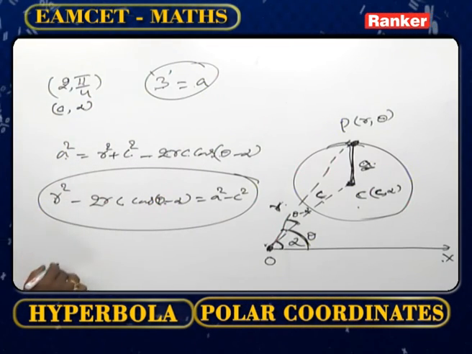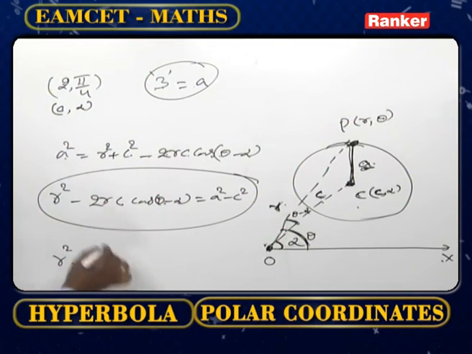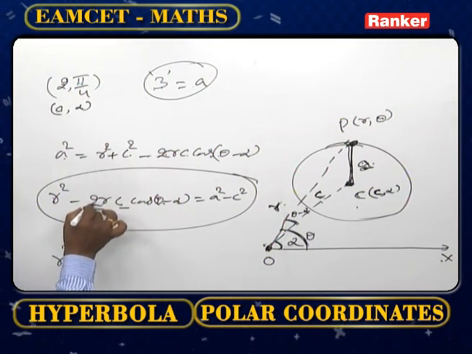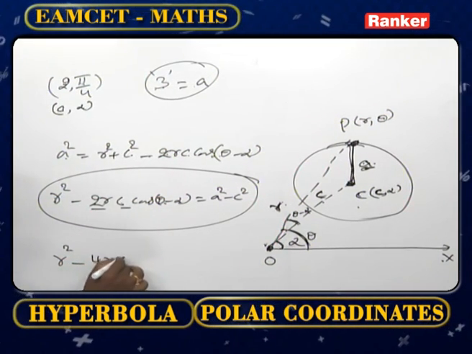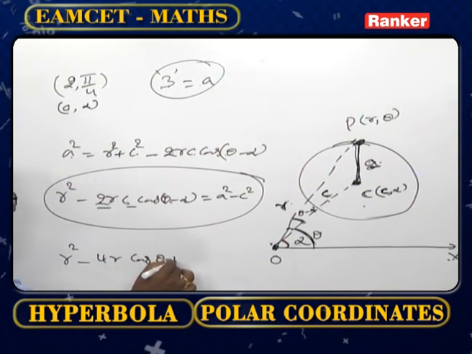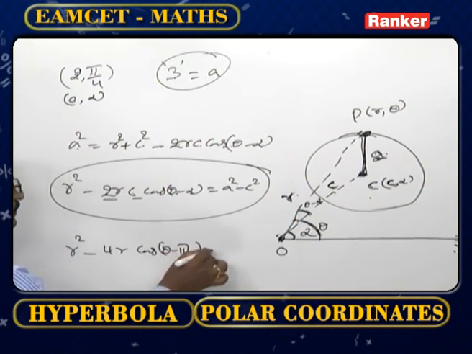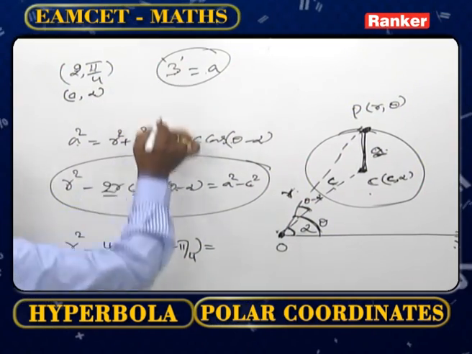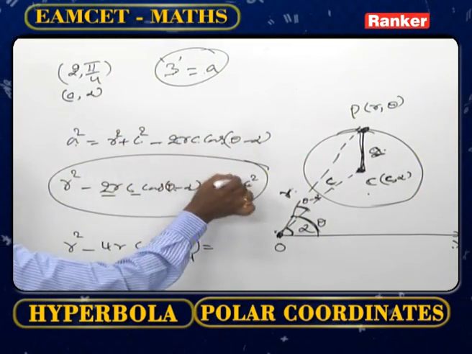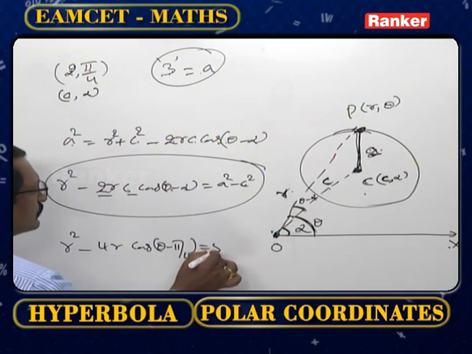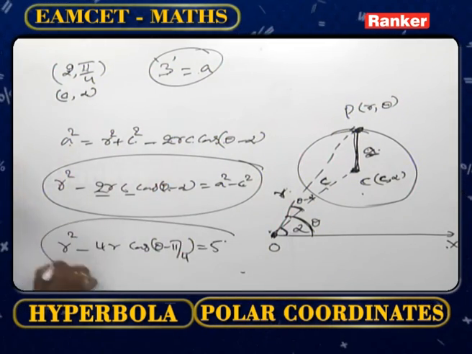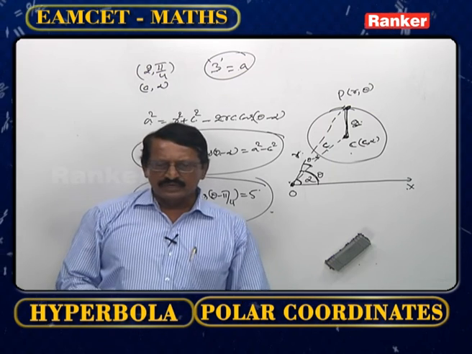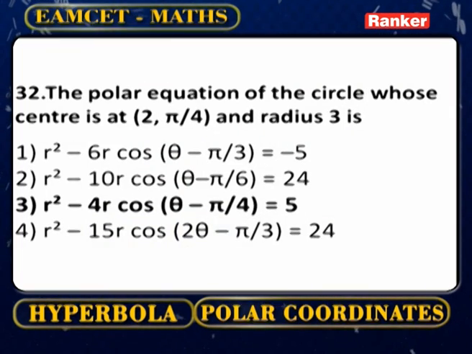Substitute in the equation, we get r square minus 2cr cos of theta minus alpha. Here c equals 2, now 2 into 2, 4r cos of theta minus pi by 4 equals a square minus c square. a equals 3, a square equals 9. Now c square equals 4, 9 minus 4 is 5. Now the required equation of this circle is r square minus 4r cos of theta minus pi by 4 equals 5. Now third option.